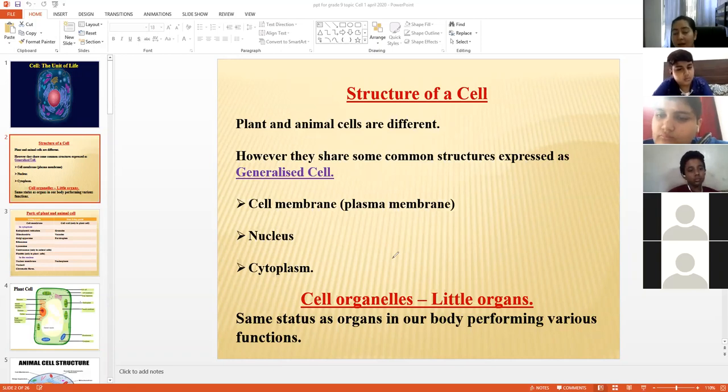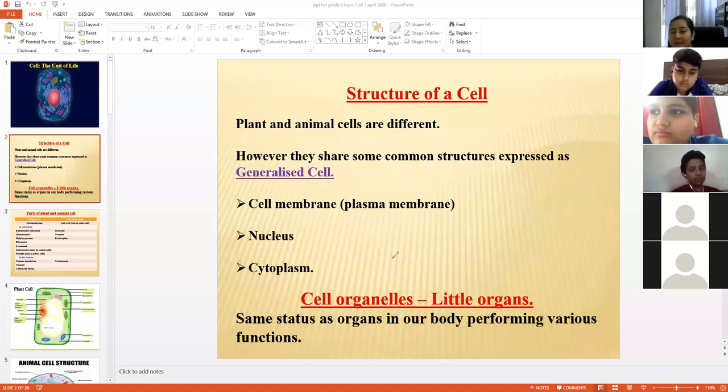Now, children, when we are talking about a cell, is only a cell important? No. We are humans, and there are so many organs inside our body, right? There's a liver, there's a heart, there's a brain. When all these organs function together, that helps us to stay alive and to gauge what is going on in the surroundings. If any one particular organ is not working, what will happen to our body? We will fall sick. We are not healthy if any one of the organs is not working.